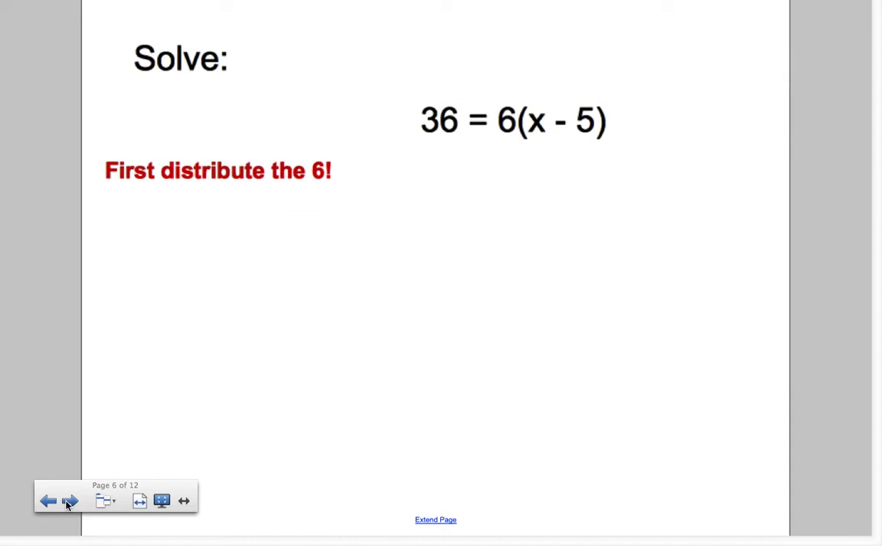I want you just to distribute it, okay? So I want you to rewrite this equation without the parentheses, which means distribute that. What are we distributing? 36 or 6? 6. This is what you're distributing. I want you to rewrite the equation, getting rid of the parentheses, using the distributive property.